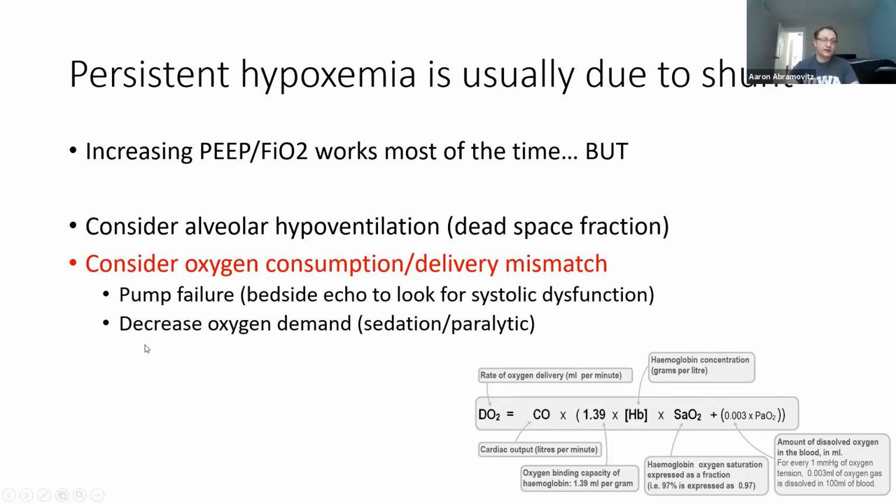Also, if they have very high oxygen demand and a lot of lung disease, paralytic is often a good option to decrease oxygen demand and actually improve oxygen delivery by making the respiratory cycle more efficient and take less energy for the patient.